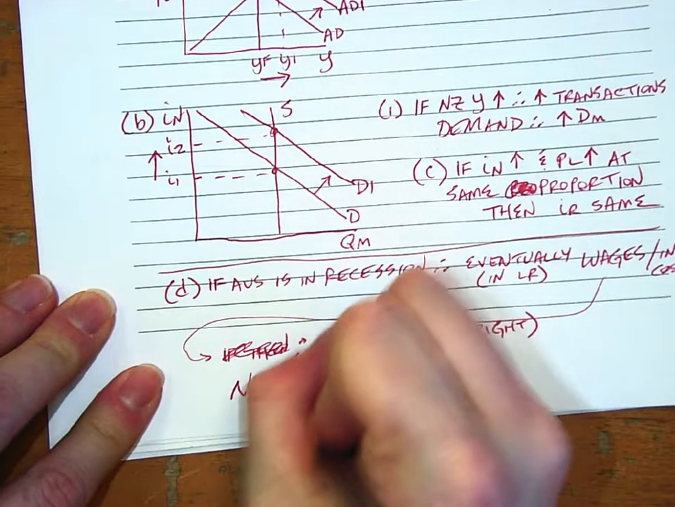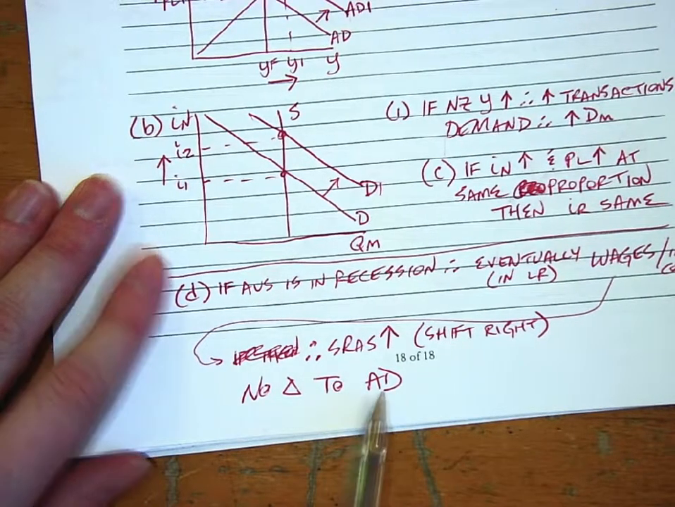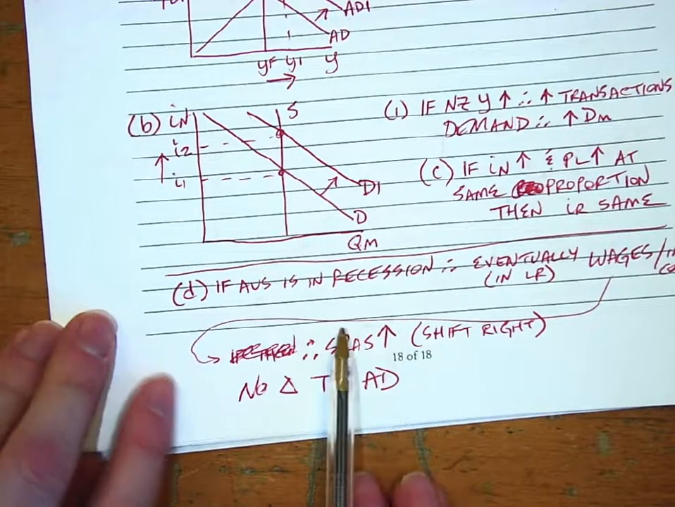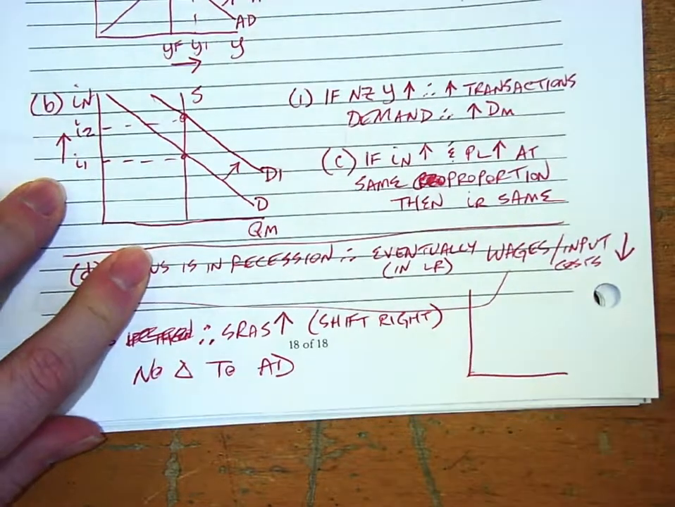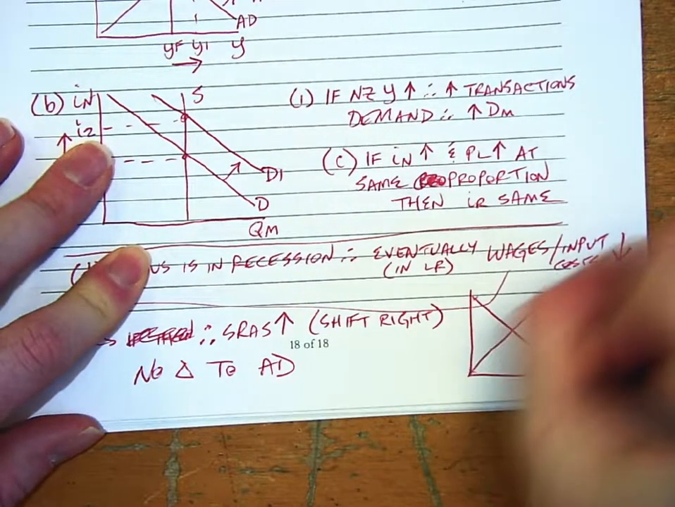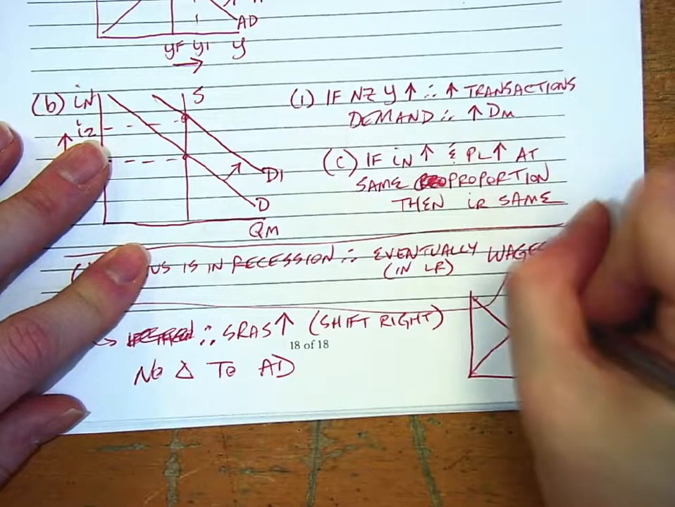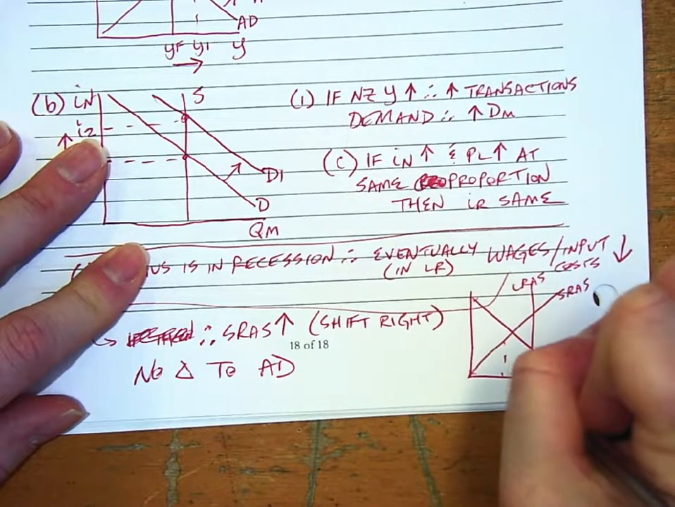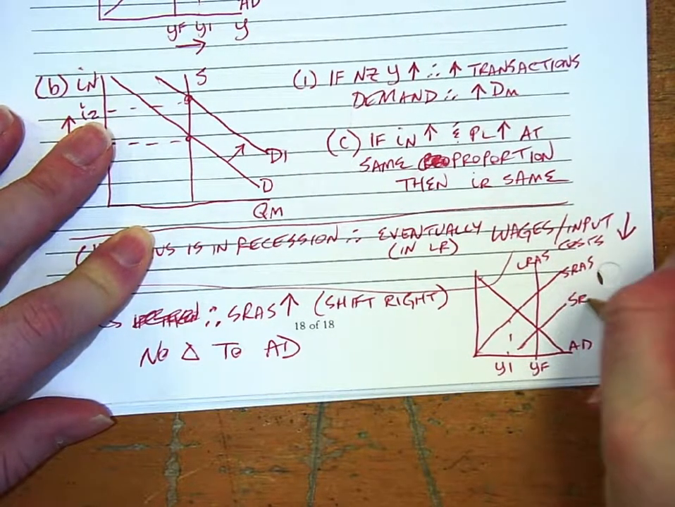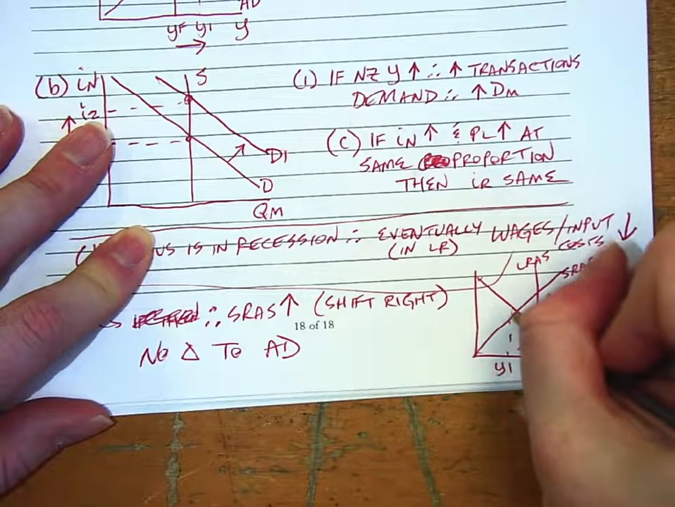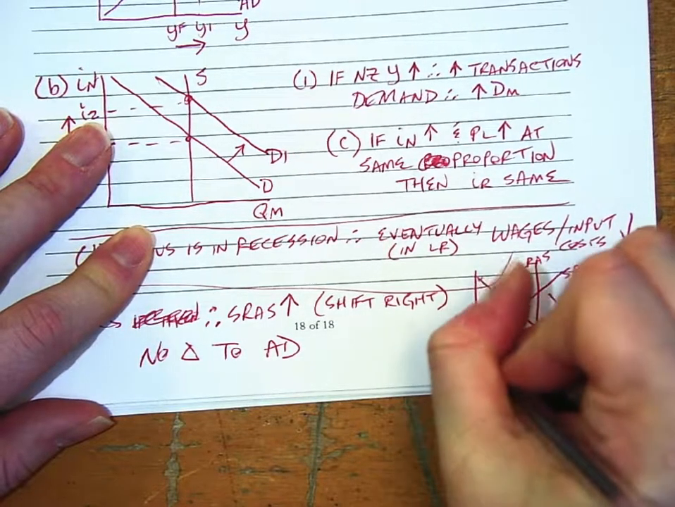No change to aggregate demand. Because if the government doesn't do anything, then aggregate demand isn't going to change from where it was, but SRAS would shift to the right and correct the economy. So a quick little picture off to the side here to see what's going on. You have SRAS and you have AD, and you're in a recession, right? YF is here and Y1 is here, and eventually SRAS will go all the way back to equilibrium. So you were here and it goes to here as these input prices fall.